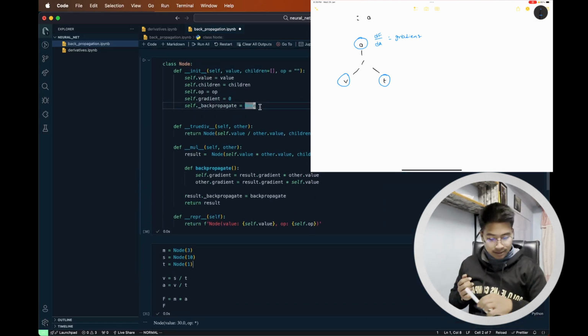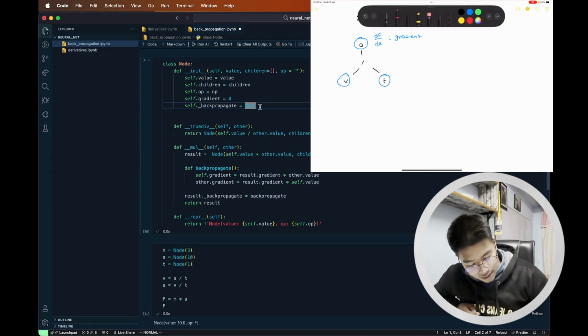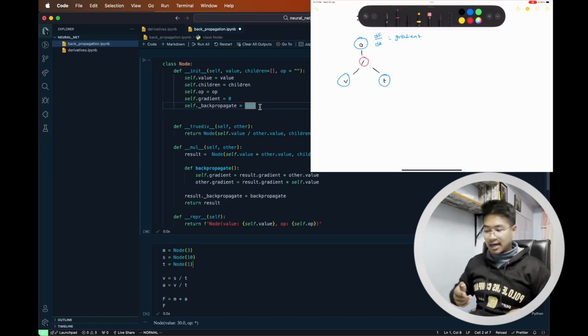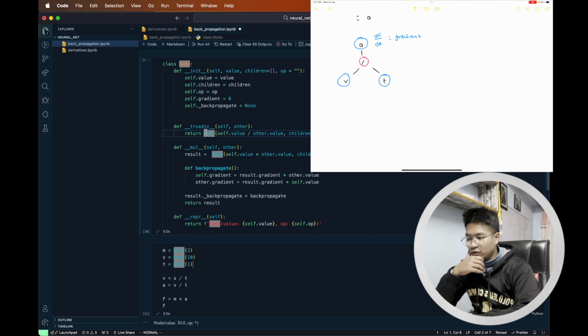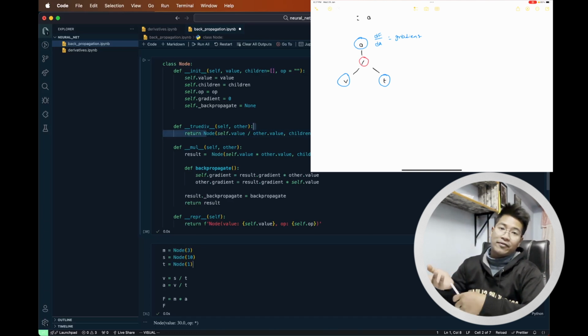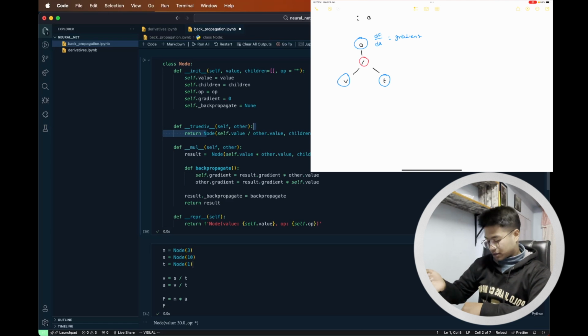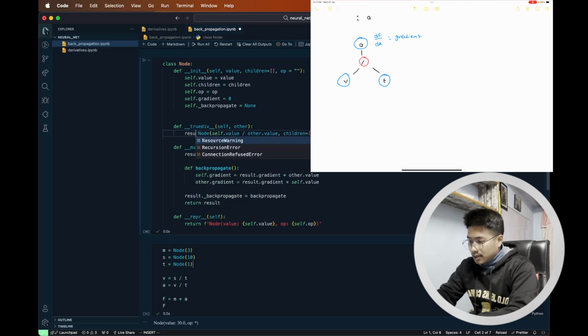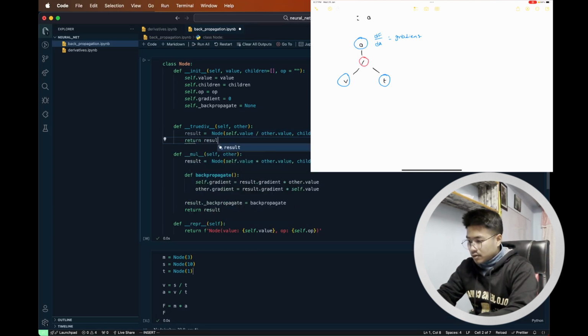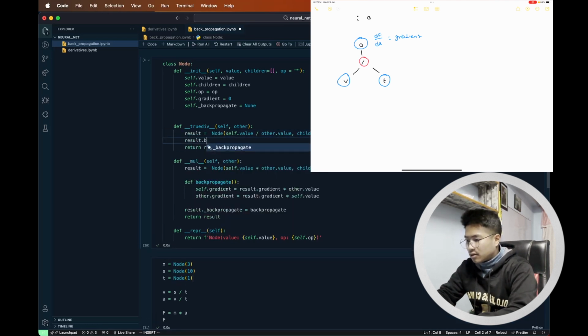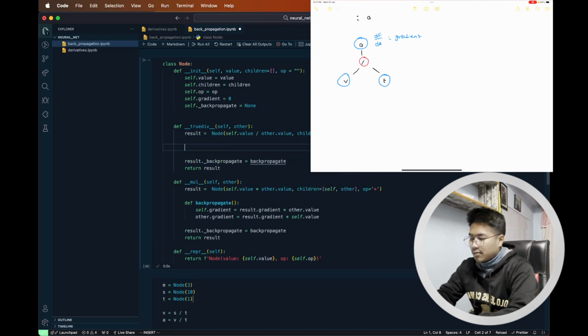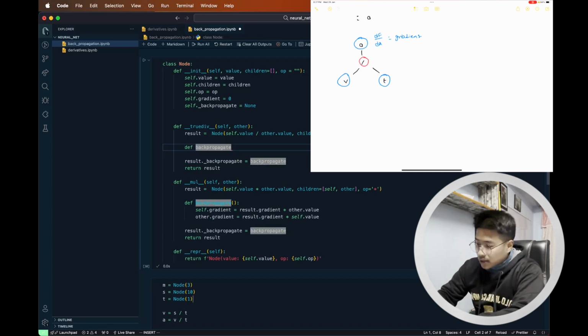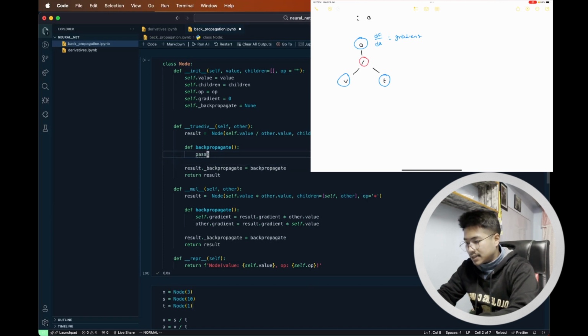How did we get that a? That a was a division, right? Division of v and t, right? And when we are doing division over here, I have not defined the backpropagate function. So I should define that backpropagate function. So let's define that backpropagate function over here. And that is result is equal to, and I want to return that result, and I want to say result dot backpropagate function should be a backpropagate function, and I'm going to define that function over here. So that makes sense. Pass.